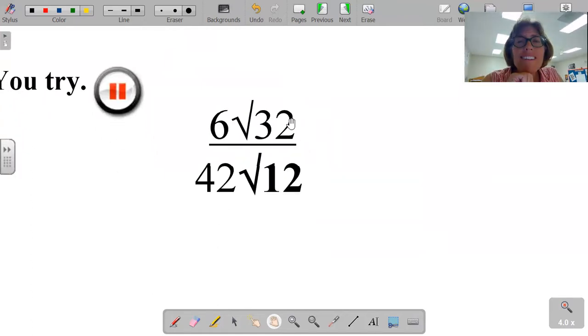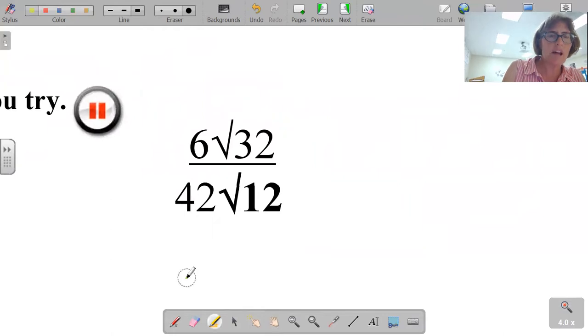Get your pencil. Do this on your own. Pause. Get your red pen. Get ready to correct. I need to see the work in pencil, the correction in red. Here we go. Outies, innies, simplify.